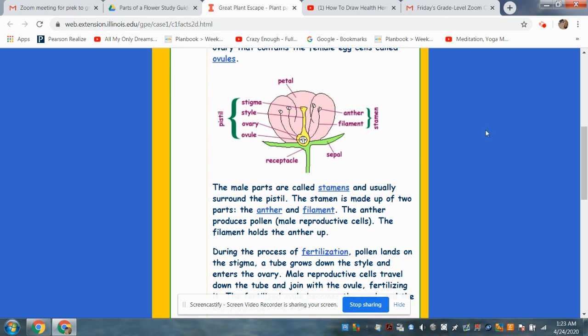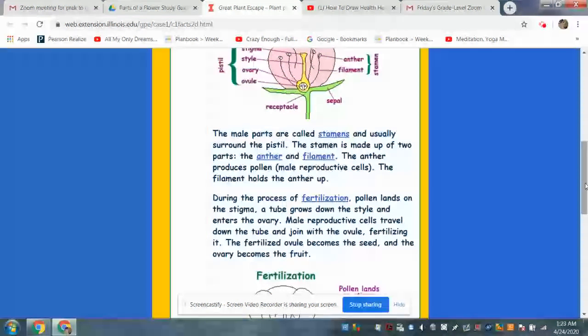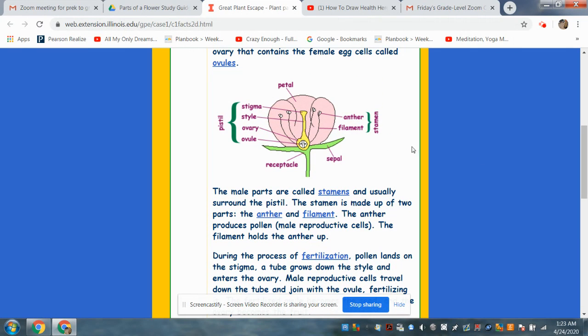And again, here's another diagram. Now, the male parts are called stamens. Let's say stamens together. Stamens. They usually surround the pistil. The stamen is made up of 2 parts, the anther and the filament. So if we go back up here, you could see the stamen is the male part, and that is composed of the anther, which is on top, and then the long tube is called the filament.